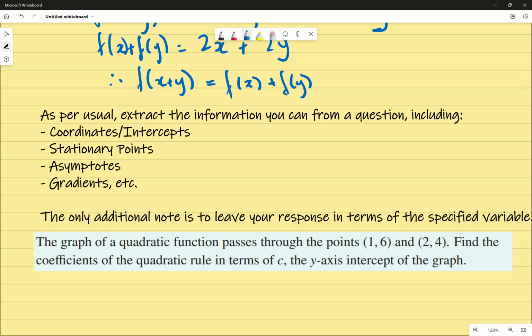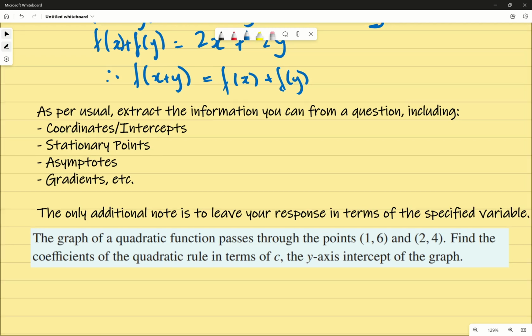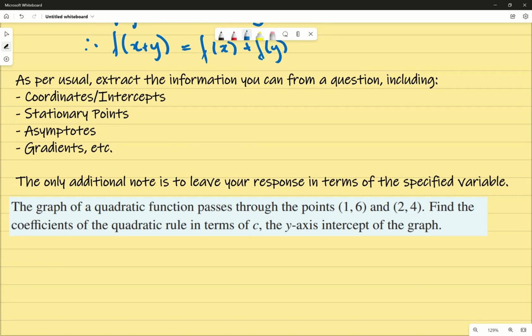So, as per usual, we extract the information we know from an equation, and it could be in the form of coordinates, intercepts, stationary points, asymptotes. That one seems to miss a lot of students for some reason, and gradients and whatever other information you can get. The only additional note is to leave your response in terms of a specified variable. So in these situations, it might say, find the equation of this graph in terms of c, or in terms of whatever it is. You just leave it in that format.